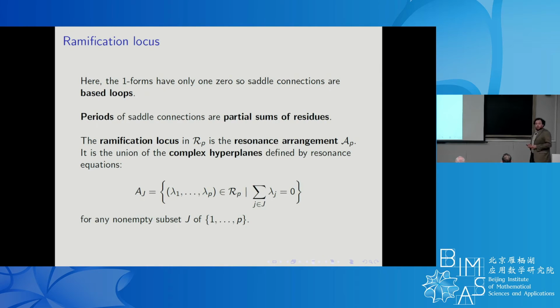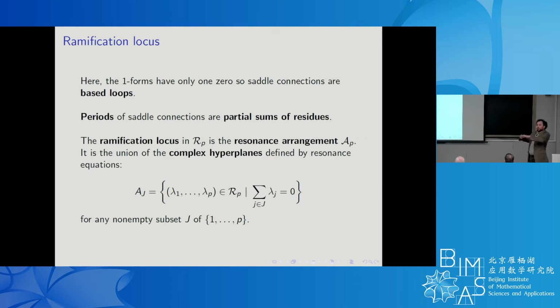Differentials with only one zero: saddle connections are based loops. A saddle connection joins two conical singularities; here we have only one, so each saddle connection is just a based loop. A based loop in the sphere CP1 cuts your sphere into two parts, each encompassing some residues. So periods of saddle connections are just partial sums of residues. And we understand that the surface will risk being singular if some saddle connection shrinks to have zero length, and this corresponds to the vanishing of a partial sum of residues.